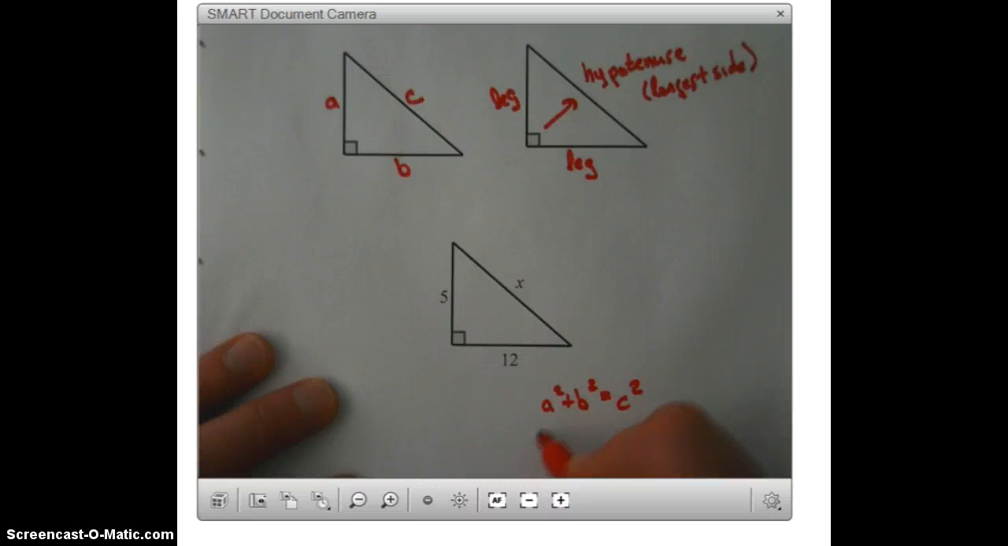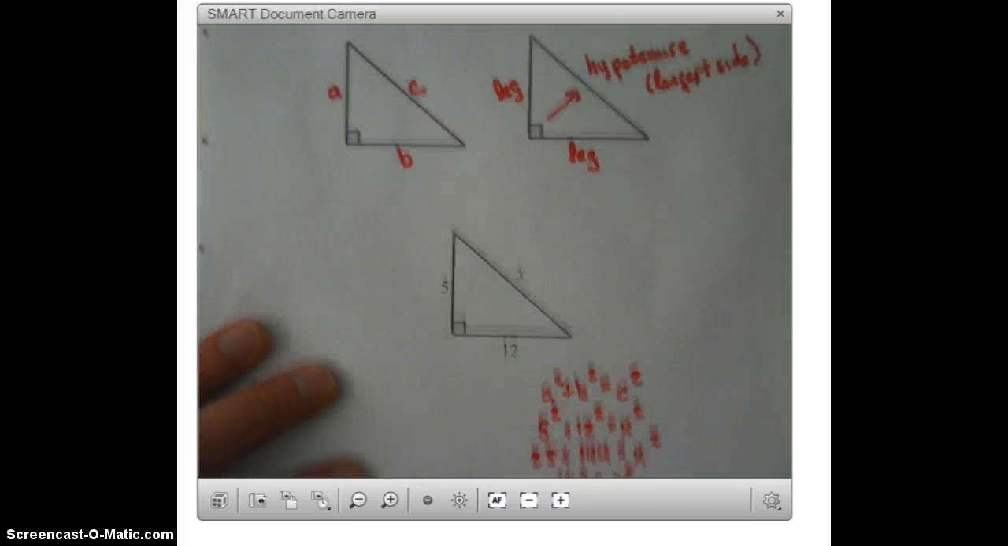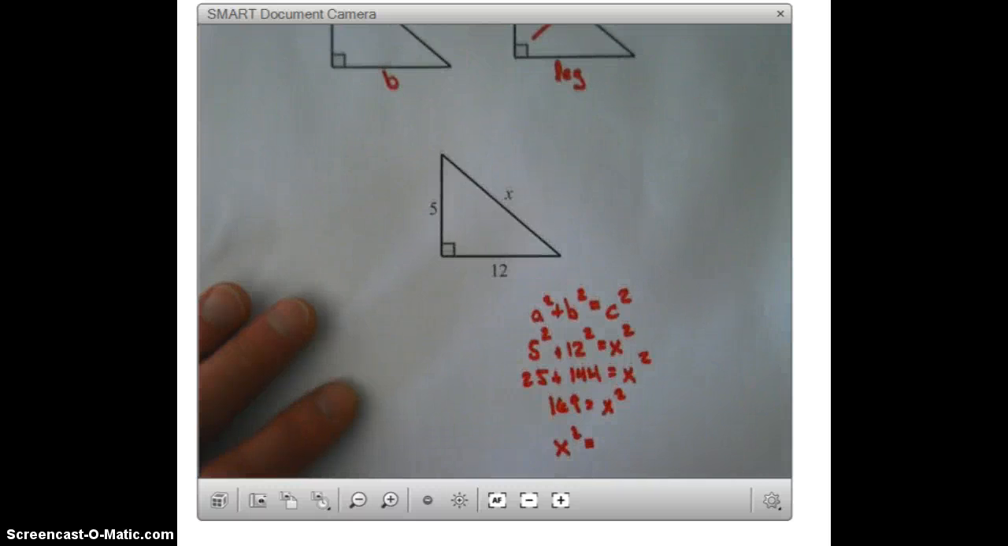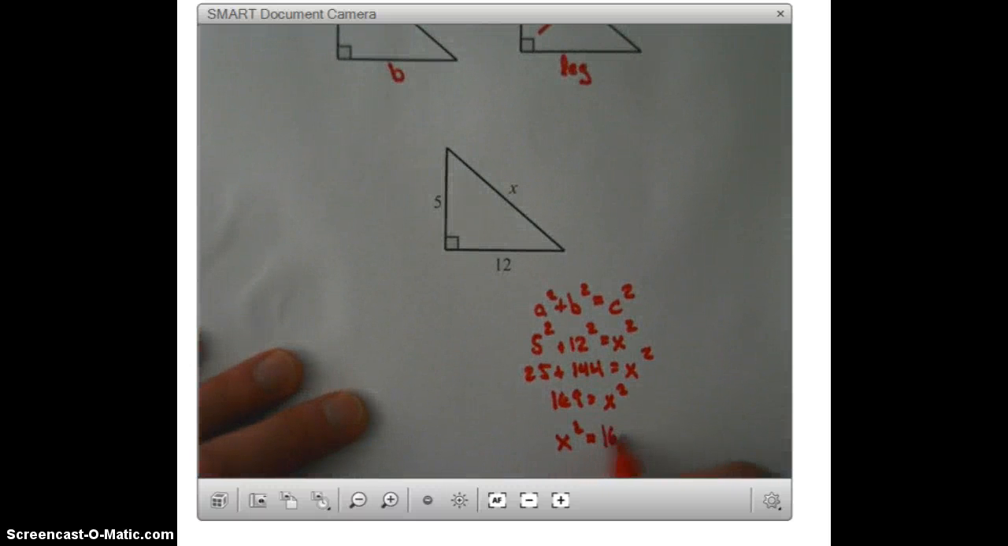So we could go 5 squared plus 12 squared equals c squared. In this case, c is x, so we'll go with x squared, and then you're going to have 5 squared is 25 plus 12 squared is 144, and that all equals x squared. Combine like terms there, and you get 169 equals x squared. So now you've got x squared equals 169.